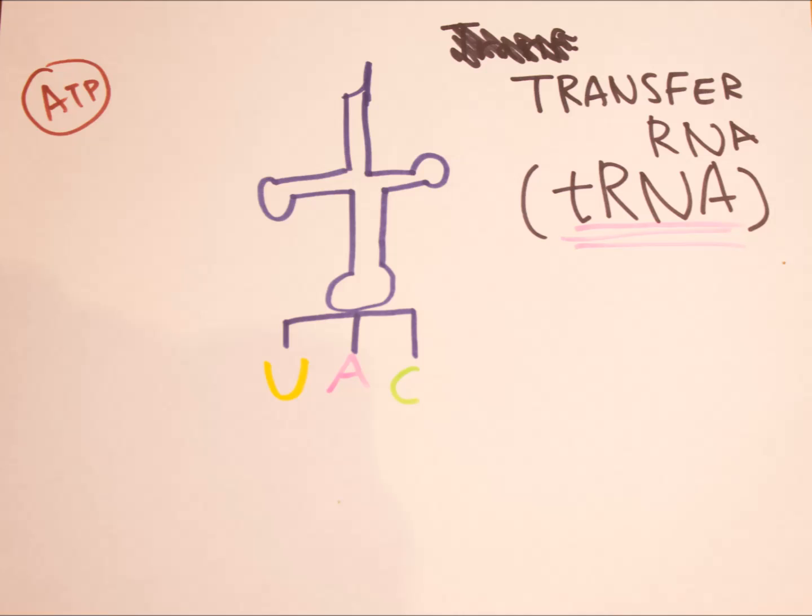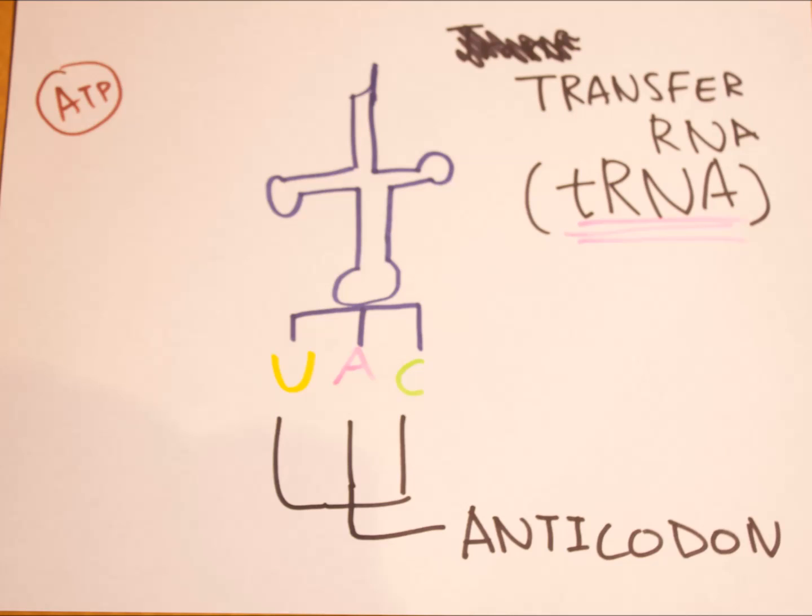The second step of protein synthesis is amino acid activation. In amino acid activation, a different form of RNA plays a key part, the transfer RNA, or tRNA. tRNA molecules are shaped like clover leaves. At the base of each tRNA molecule is an anticodon, a 3-base sequence that complements a codon.